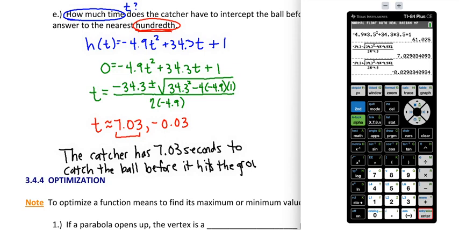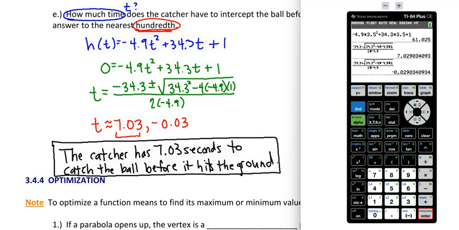I can just see that catcher popping up out of his place, throwing off his mask, and running to catch that ball to get the out for his team. So next time you go to a baseball game, I hope you also think about quadratic functions.